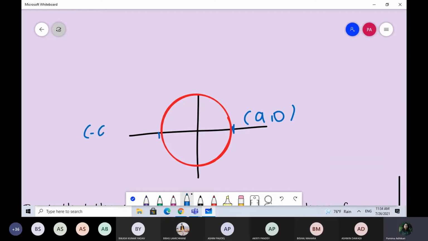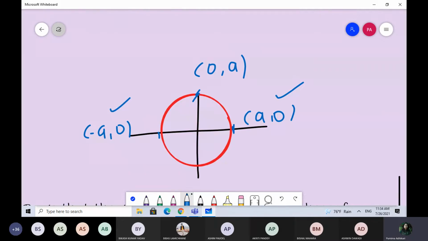What is going to be your limits of integration here? Minus a to a. Yes, you can take minus a to a, but do you remember that I always take 2 times 0 to a? Yes, very good, 2 times.